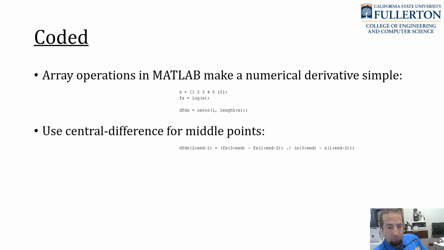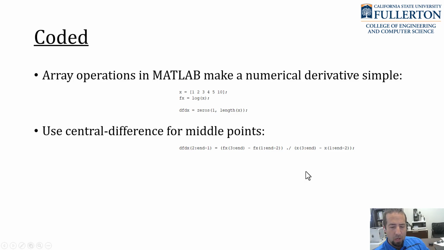So df dx from point 2 to the point before the end of df dx. That can be done by a central difference where, if we look at the first element of df dx, that is at the second point, df dx2, we want f of x3 minus f of x1 over x3 minus x1. And at the second to last point in df dx, we want f of x at the end minus f of x at the third to the end, or n minus 2, over x at the end minus x at n minus 2.